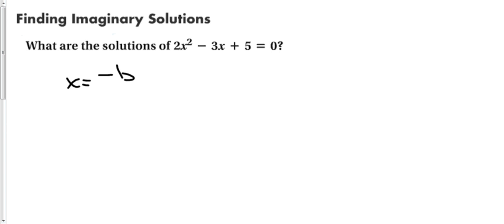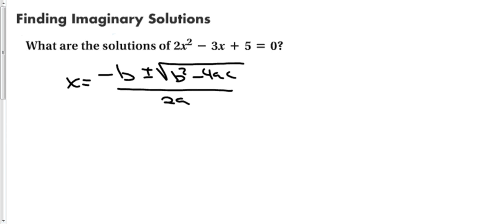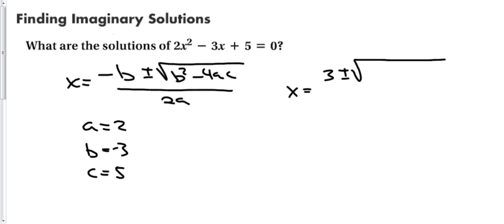So my only other choice to solve this is going to be the quadratic formula. x is going to be equal to negative b plus or minus the square root of b squared minus 4ac all over 2a. And a is going to be equal to 2, b is going to be equal to negative 3, and c is going to be equal to 5. So, plugging these numbers in, we have that x is going to be equal to negative negative 3, plus or minus the square root of 9 minus 4 times 2 times 5 all over 4.